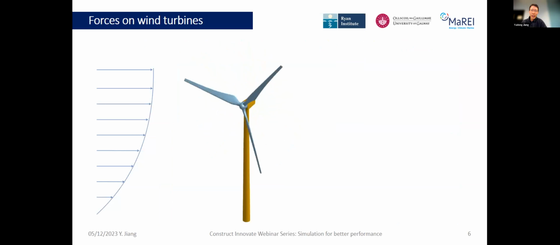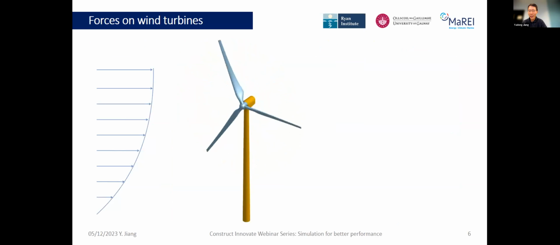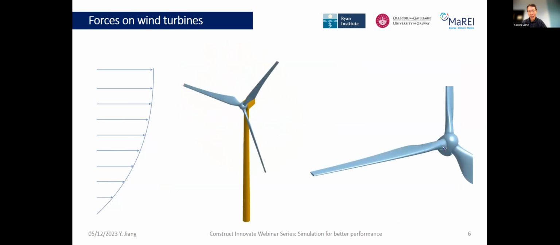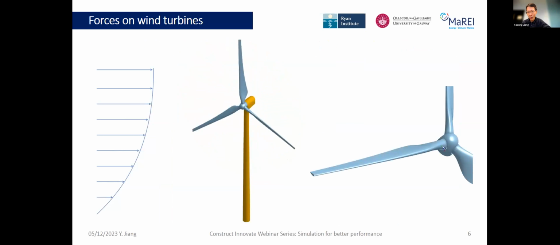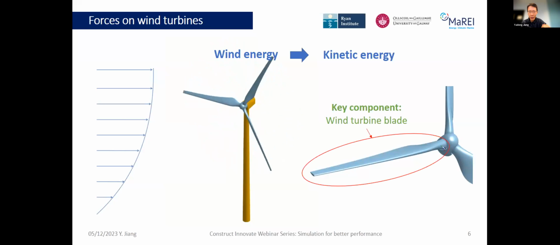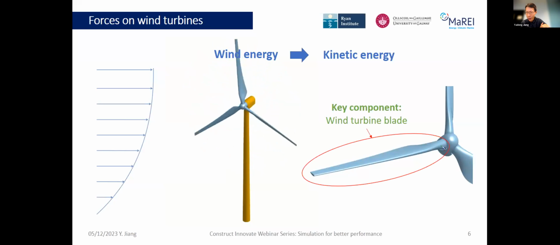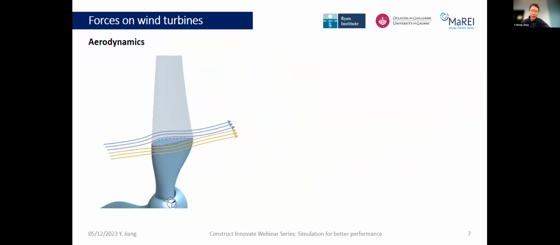So how does a wind turbine work? We know that if there is wind blowing, then the rotor starts to rotate. But what's the theory behind that? The blade of the wind turbine is a key component which directly interacts with the wind to capture wind energy. The wind energy can be converted to electricity through kinetic rotation. And the blade is designed with an aerodynamic shape.